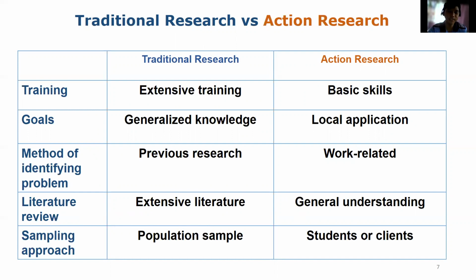And for sampling approach, for traditional research, you need a population sample, which means that you have to randomize sometimes who your respondents are. But for action research, your respondents are your students or the teachers or any person who is involved in your action research, including the implementers if there are more than one.